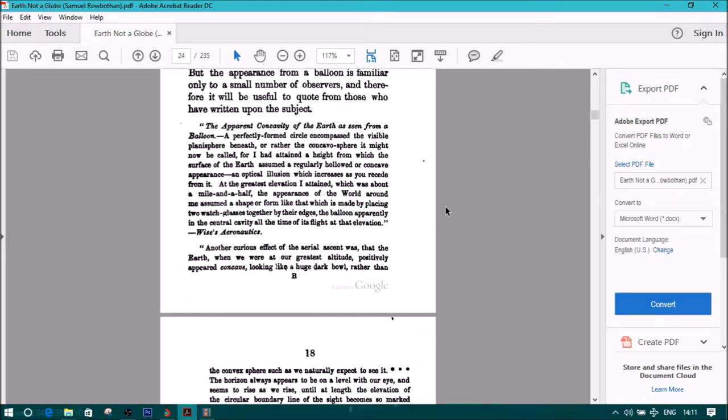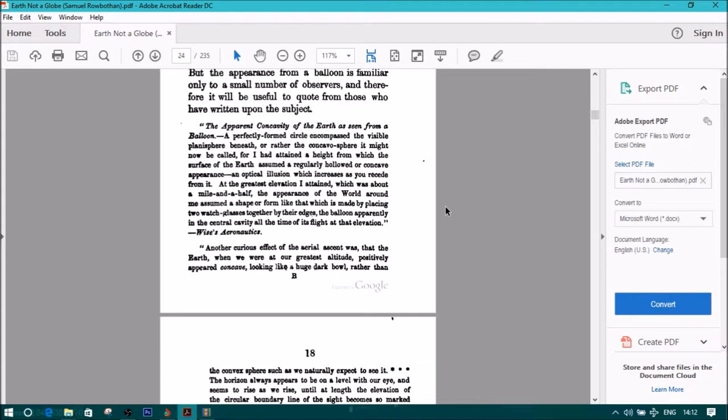The apparent concavity of the earth as seen from a balloon. Quote, from Wise's Aeronautics: a perfectly formed circle encompassed by the visible planisphere beneath, or rather the concave hemisphere, it might be called, for I had attained a height from which the surface of the earth assumed a regularly hollowed or concave appearance, an optical illusion which increases as you recede from it. At the greatest elevation I ever attained, which was about a mile and a half, the appearance of the world around me assumed a shape or form like that which is made by placing two watch glasses together by their edges, the balloon apparently in the central cavity all the time of its flight at that elevation. End quote. Wise's Aeronautics.